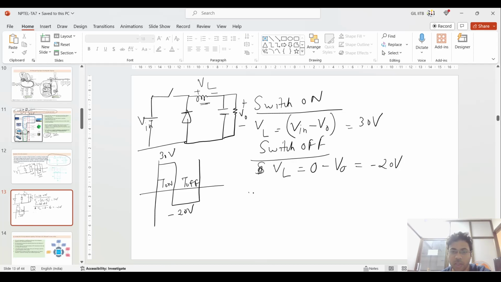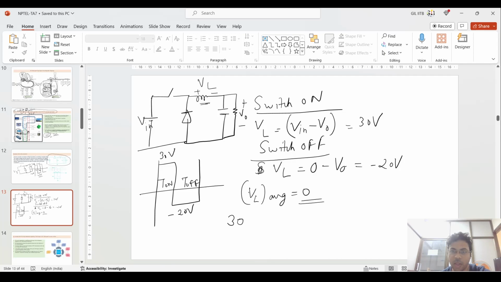Okay, so how to solve this problem? The major thing is that the VL average across the inductor we consider as 0. Why? Because the inductor stores a certain energy, it should dissipate it when the switch is off. When the switch is on, the energy is stored, and when the switch is off, the energy freewheels through this diode.